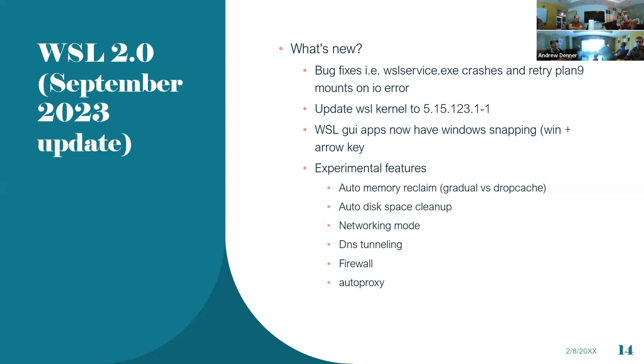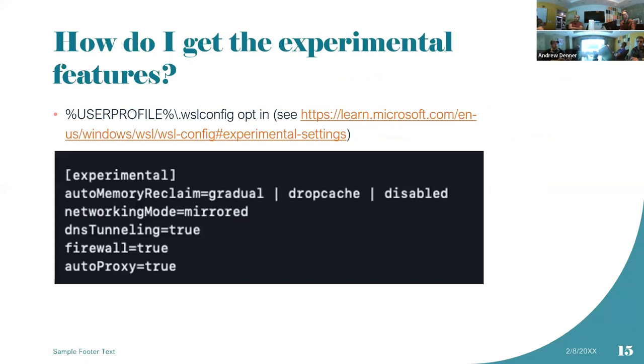So you say, oh, all of these sound really cool. How can I get it? Would it help if I click? Basically, once you do your update, you have a WSL config file, and you have to have this experimental chunk, and basically you tell it what you want. Would help if I actually made mouse movements here on the side that matters. You tell it what you actually want. So like say autoMemoryReclaim dropcache, networkingMode mirrored, dnsTunneling true, etc.